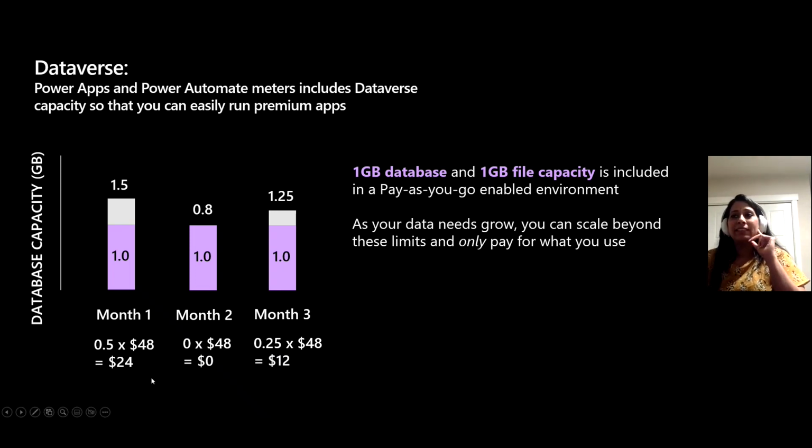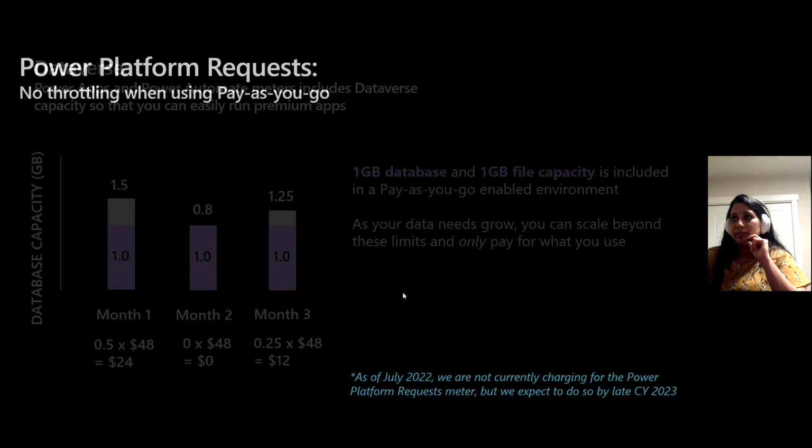So in the first month, let's say I used 1.5 GB of database and only 1 GB is the entitlement, I'm paying for the additional 0.5 GB. Similarly, in the second month, my usage is lower than my entitlement, so I don't end up paying anything. The third month, my usage is higher, and so whatever the excess, I'm paying for that too.